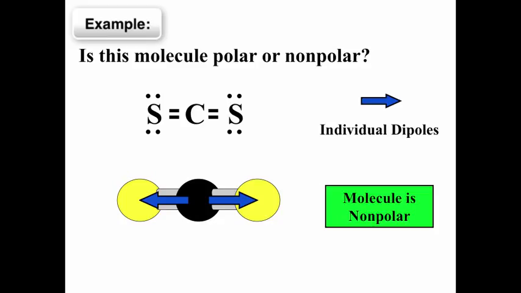So far we've seen two examples of molecules where the individual dipoles cancel out, or would have in the second one if they had dipoles. We will see in future screencasts that that doesn't always happen. Sometimes the dipoles don't cancel out and we get a polar molecule, so stay tuned for that.